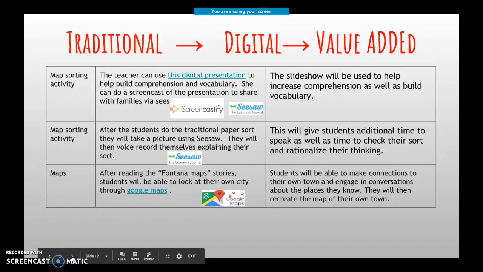The map sorting activity. After the students do the traditional paper sort, they will take a picture using Seesaw. They will then voice record themselves explaining their sort. This will give students additional time to speak as well as time to check their sort and rationalize their thinking.